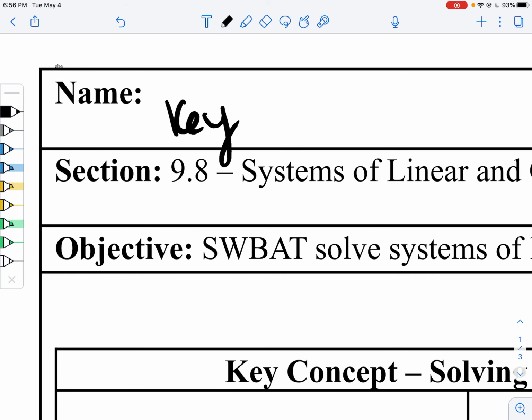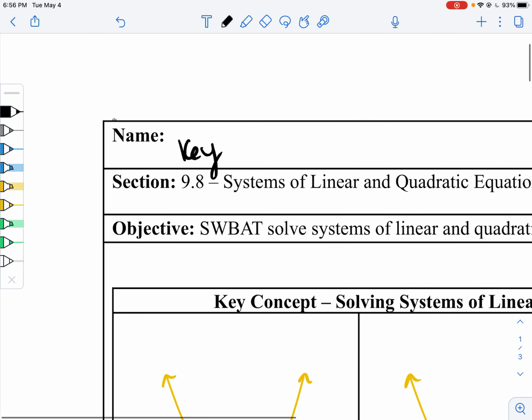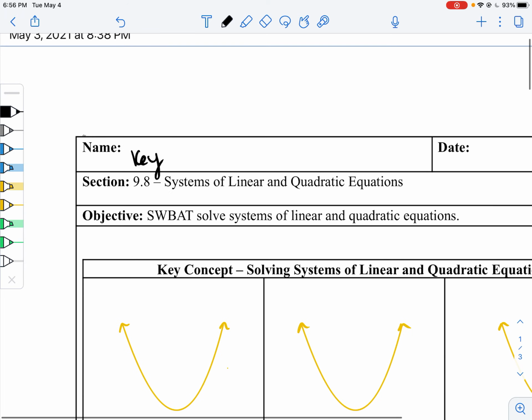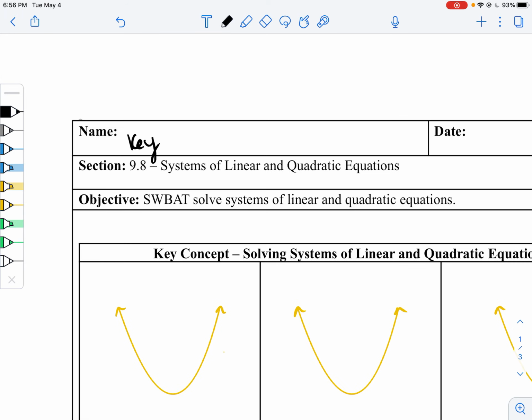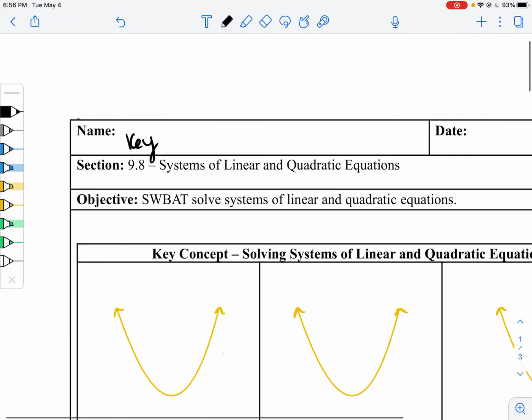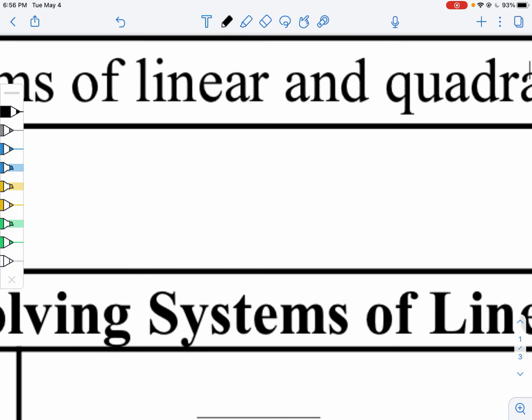Oh, hey there, and welcome to your Chapter 9, Lesson 8 notes on systems of linear and quadratic equations. By the end of the day, you'll be able to solve systems of linear and quadratic equations.